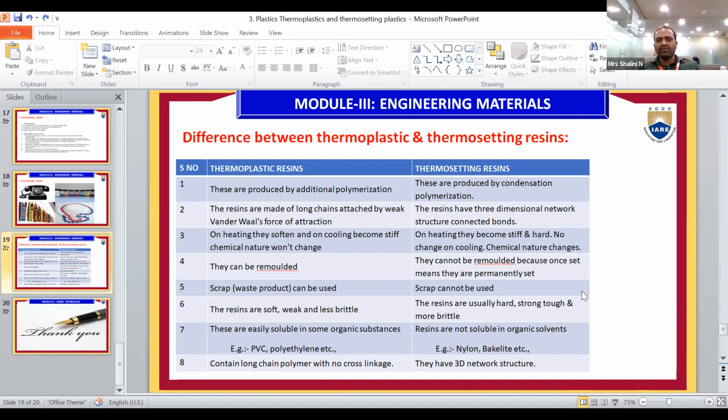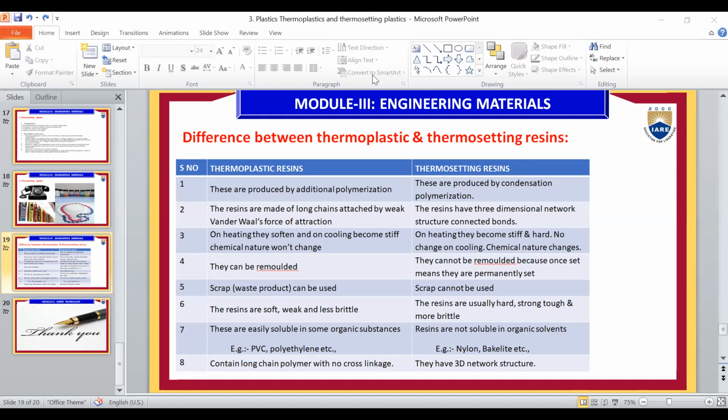Once you read the difference between the thermoplastic and thermosetting. Okay, thermoplastic resins are produced by addition polymerization, whereas thermosetting resins are produced by condensation polymerization. Thermoplastic resins are made up of long chains attached by weak van der Waals forces of attraction, whereas thermosetting resins have a three-dimensional network structure of connected bonds.